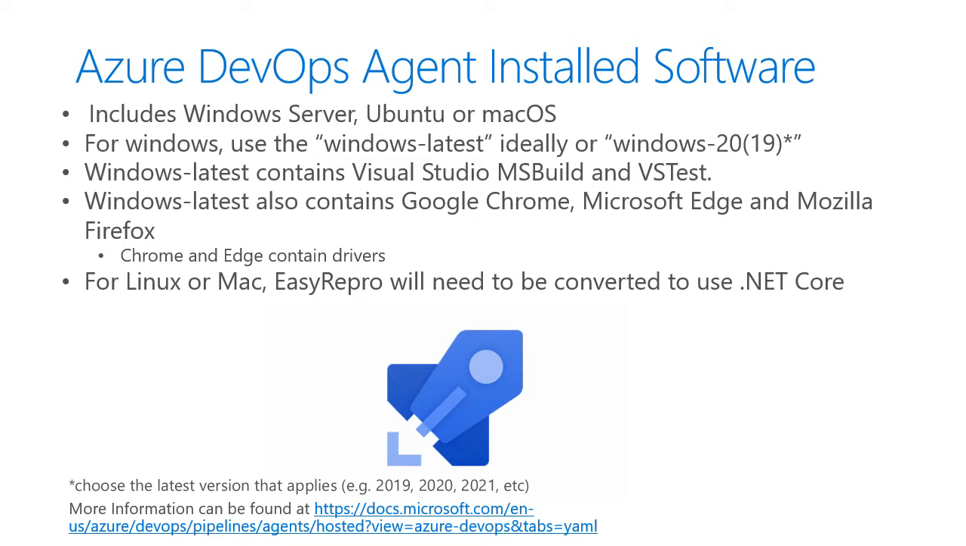If you want to use the Linux or Mac versions, then we'll need to convert EasyRepro to use .NET Core. For more information on what pre-installed software is on each one of the agents, you can go to that link that you see here on the bottom.